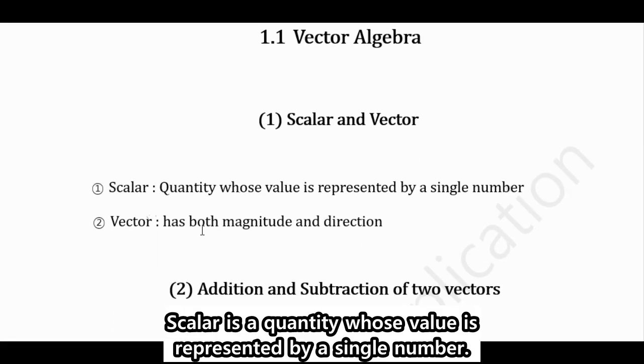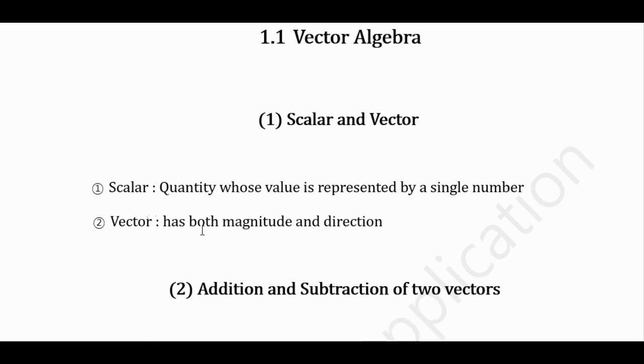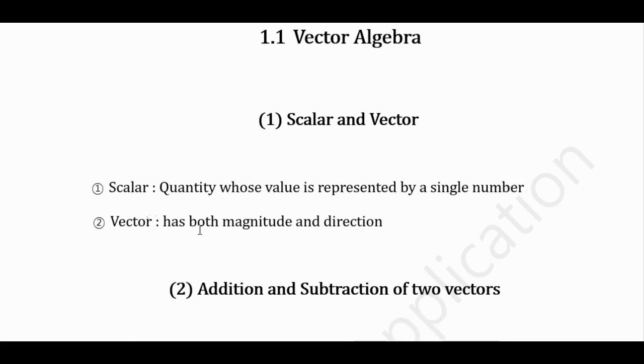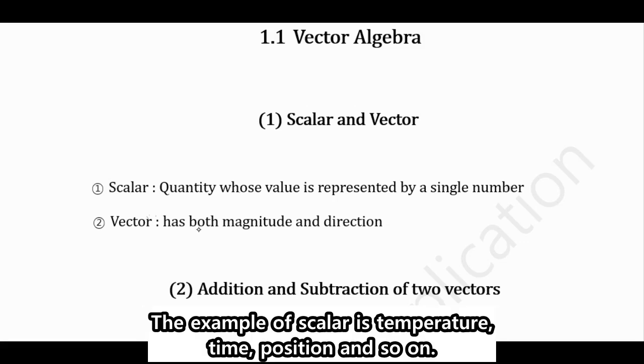Scalar is a quantity whose value is represented by a single number. In other words, scalar has only magnitude, doesn't have direction. Examples of scalar are temperature, time, position, and so on.